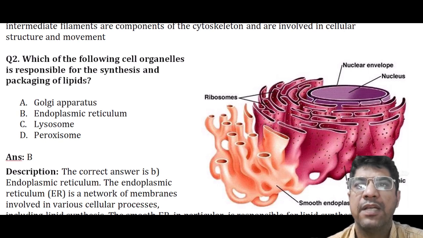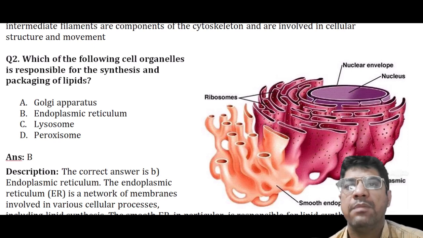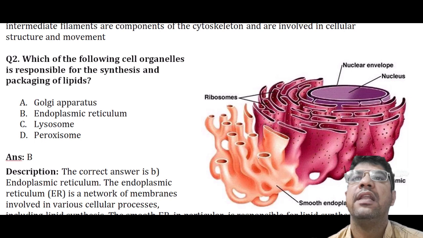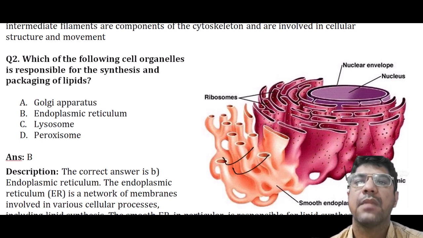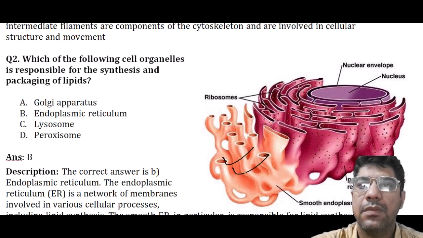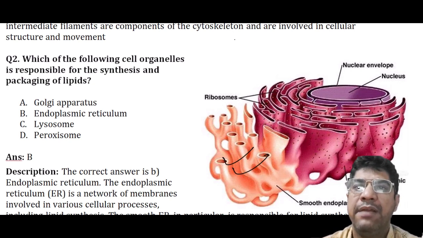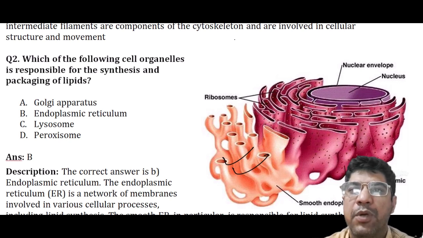The endoplasmic reticulum is a network of membrane. Specifically the smooth endoplasmic reticulum is responsible for synthesis and packaging of lipids and production of phospholipids and steroids. The Golgi apparatus is primarily involved in modifying and packaging proteins, while the lysosomes contain enzymes for intracellular digestion.